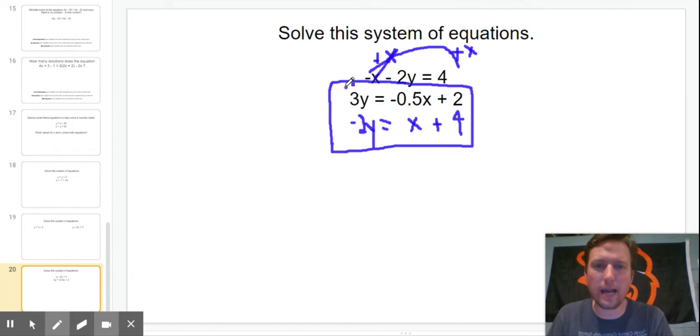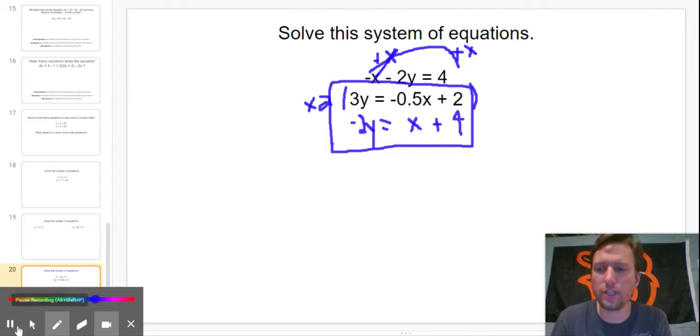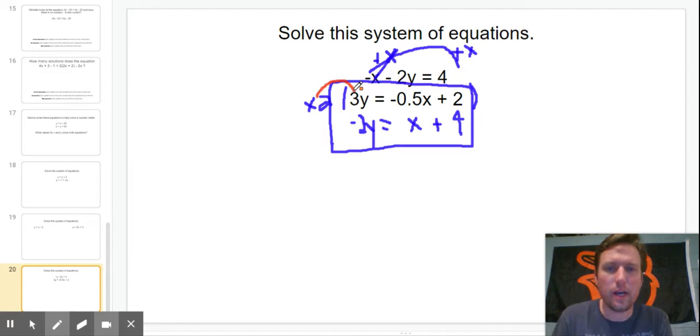If I multiply this whole equation by 2, that will make this 0.5, negative 0.5, negative 1. And when that happens, I can cancel out the x. Okay? So if I multiply this whole equation by 2, doing the distributive property of multiplication, 3 times 2 would give me 6y equals, if I have negative 0.5 times 2, that would give me negative 1.